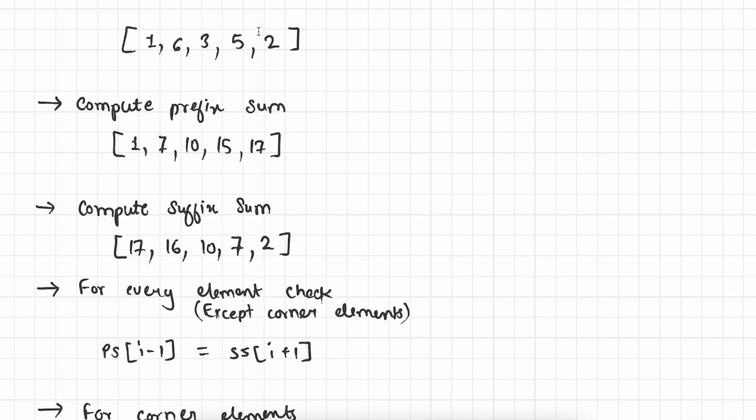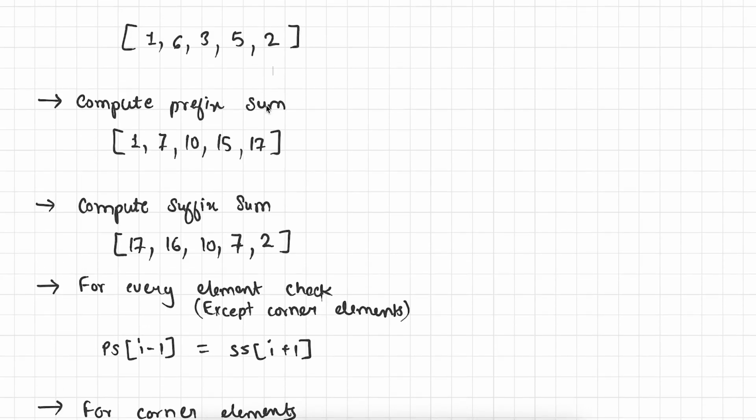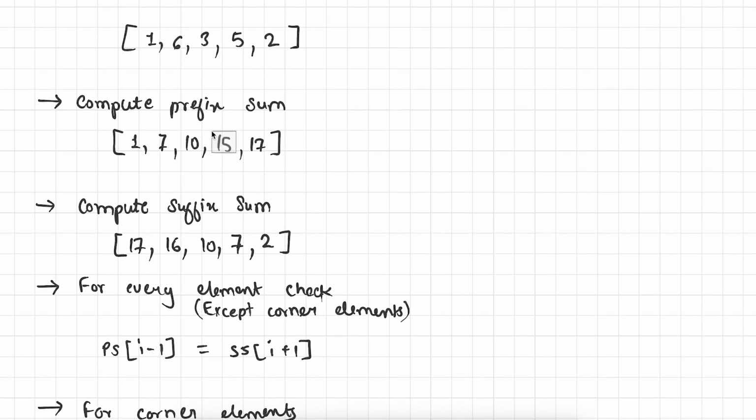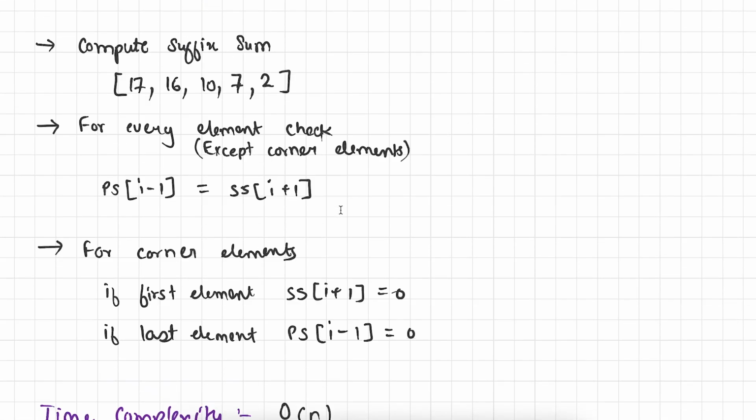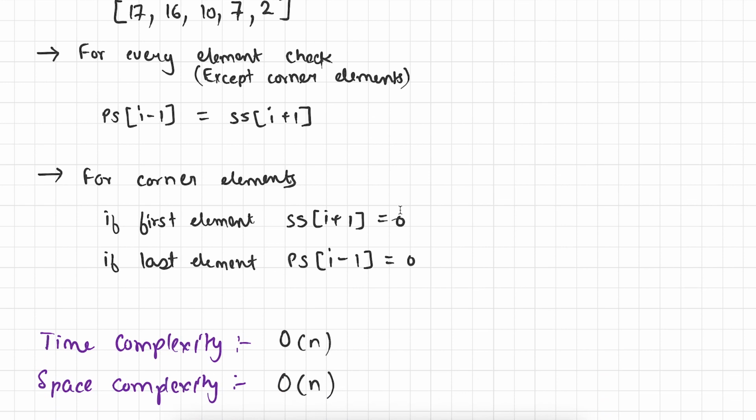If I consider 2, on the right side of the 2 there are no elements, so the sum is 0 obviously. So we check the prefix sum of I minus 1, meaning before this element what is the exact sum, and the exact sum is 15. So it means this is also not an equilibrium point. As you can see, this is a better approach than the previous approach to solve this problem, and we have successfully optimized the previous approach to some extent.